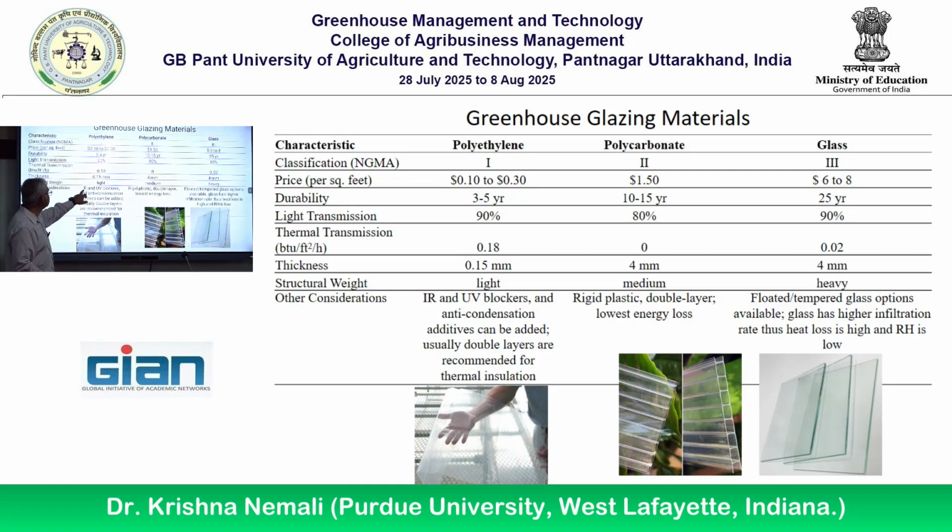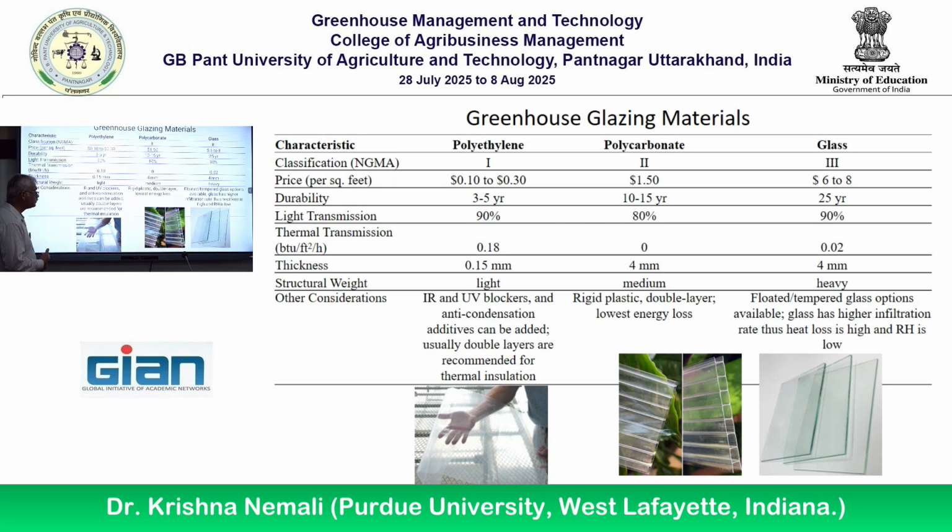We also add, in the US, an IR blocker. Remember, I just said it has a really high thermal transmission. It loses heat. But if you put an IR blocker, it holds the heat a little longer. So we may add on another IR blocker, which will probably increase the price by another 5 cents. So now we are at 25 to 30 cents per square feet.